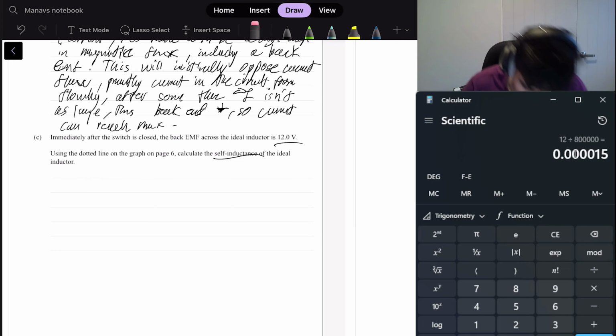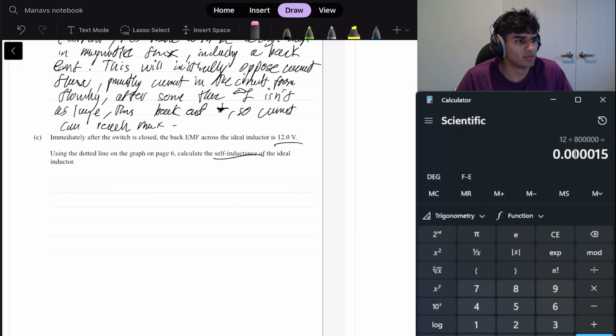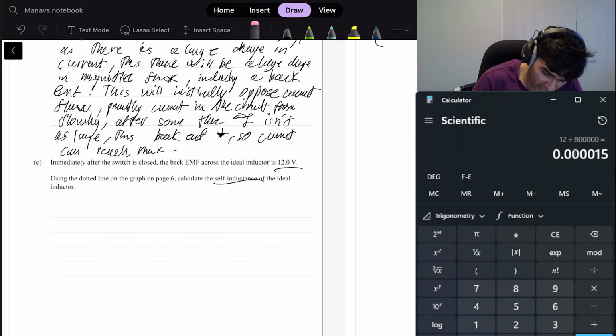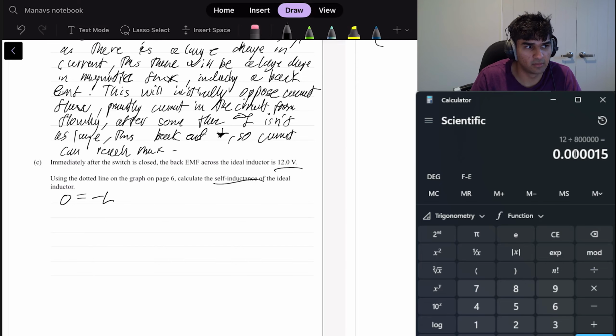I'm kind of confused about this question actually. Because it's saying right as the switch is closed. Okay, using a dotted line, calculate the self-inductance. Inductance is L. Oh, okay. Back EMF will be 0. Negative L. No, but then that would just make everything equal 0. Oh my god.